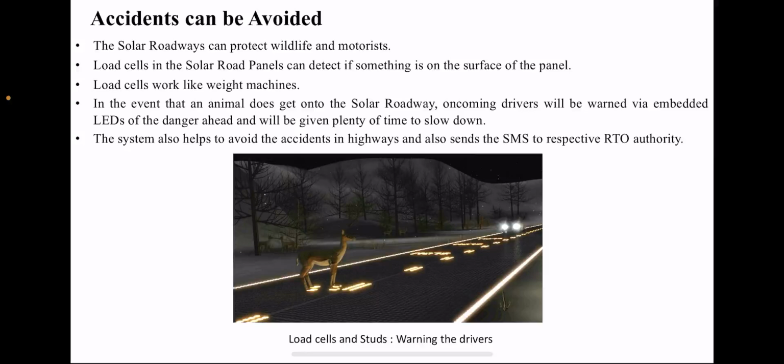The solar roadways also act as a measure to avoid accidents. The solar roadways can protect wildlife and motorists. Load cells in the solar panel can detect if something is on the surface of the panel. Load cells work like weight machines. In the event that an animal does get onto the solar roadway, oncoming drivers will be warned via embedded LEDs of the danger ahead and will be given plenty of time to slow down. The system also helps to avoid accidents on the highway and also sends an SMS to the respective RTO authority.